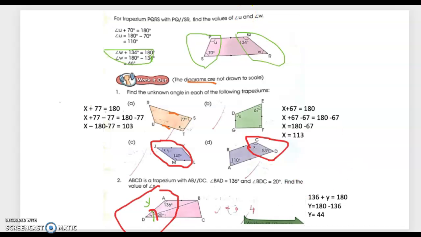That means, how can you find out x? So x plus 20 is equal to 44, right? So x will be equal to 44 minus 20, therefore x is equal to how much? 24, right? So that's the value of x.